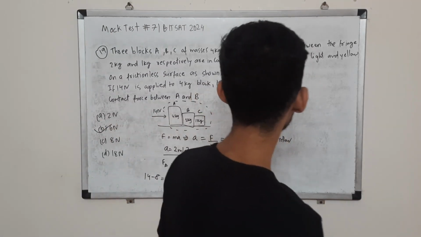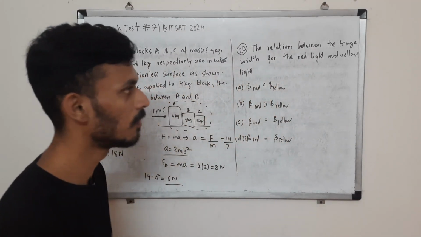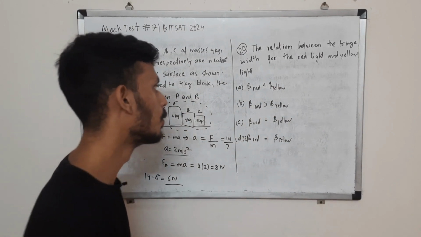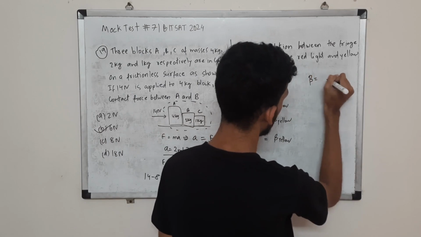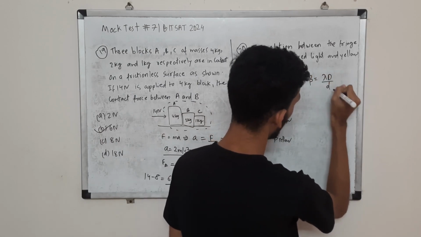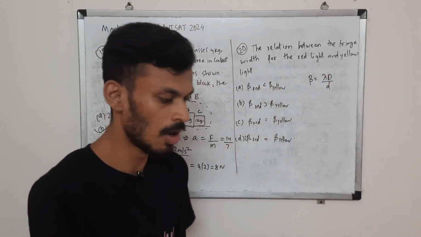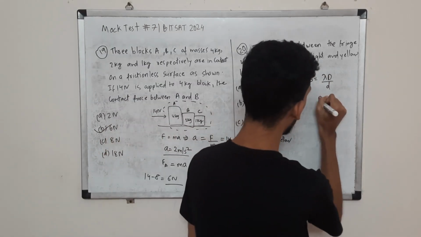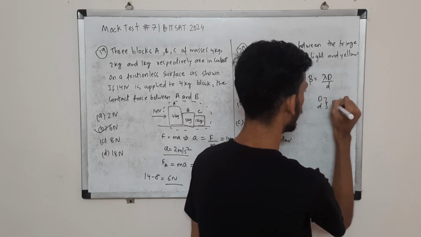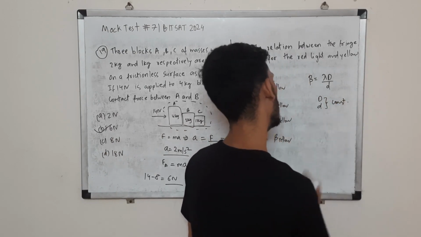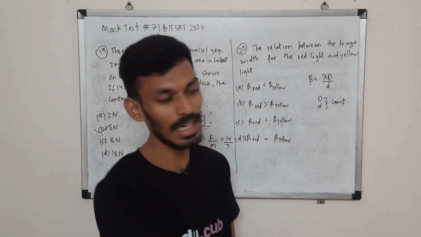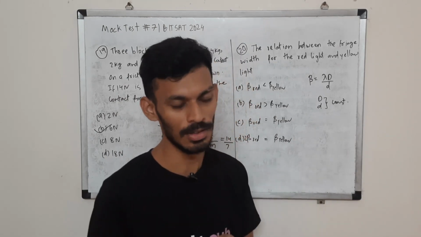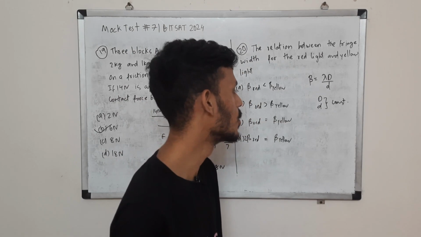This is very simple. You're supposed to tell the relation between the fringe width for red light and yellow light. So we know that fringe width is given as lambda D by d for a given apparatus of your double slit experiment. You know that D and d will be constant. The screen will be placed at a certain distance, and the slit width will also be a constant.